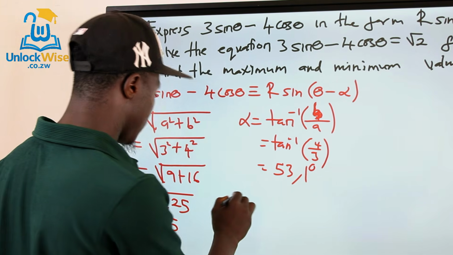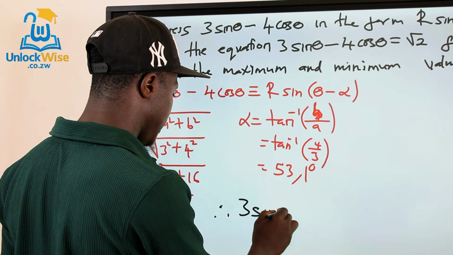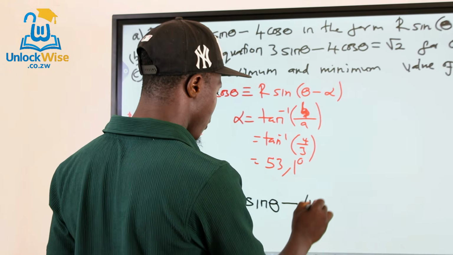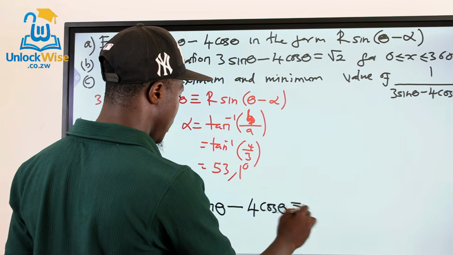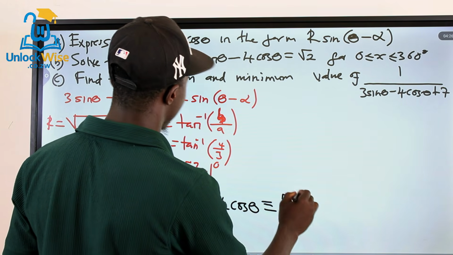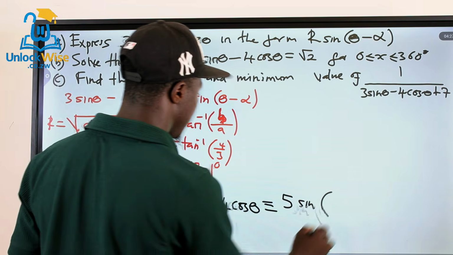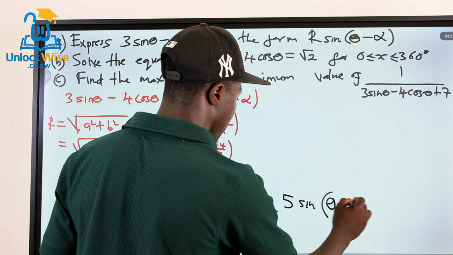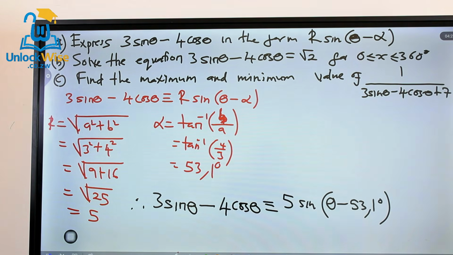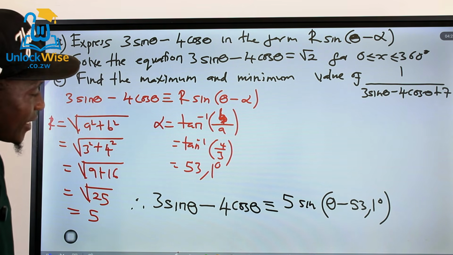Therefore 3 sine theta minus 4 cos theta is identical to r, that's 5, sine theta minus 53.1 degrees. So this is all for finding it in the form r sine theta minus alpha.